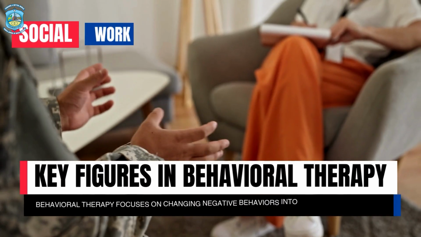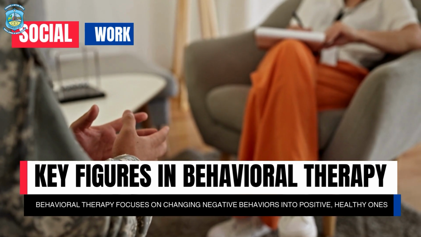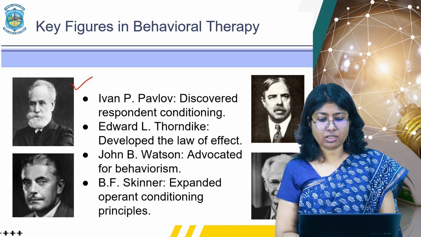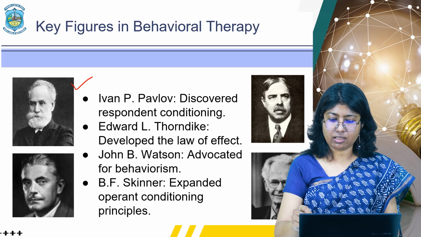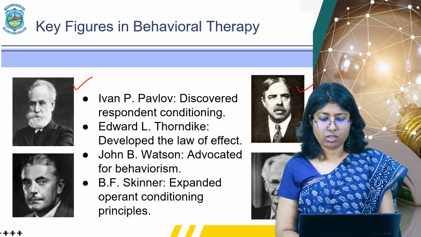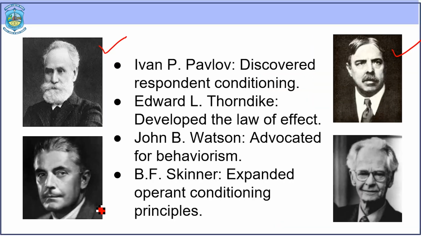Now, how did it emerge? Here you can see that there are 4 key people because of whom today we see this approach of behavior modification. The first one is Mr. Ivan P. Pavlov. This is a behaviorist who discovered respondent conditioning. The second person is Edward L. Thorndike, who developed the law of effect. John B. Watson, who advocated for behaviorism, and B.F. Skinner, who expanded the principles of operant conditioning.